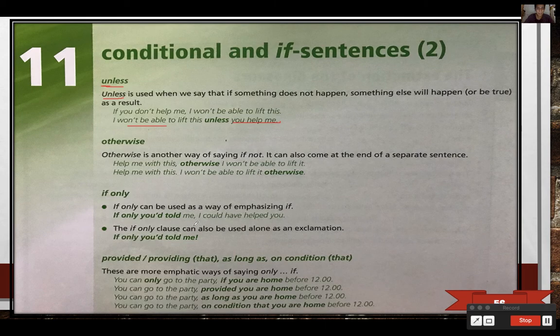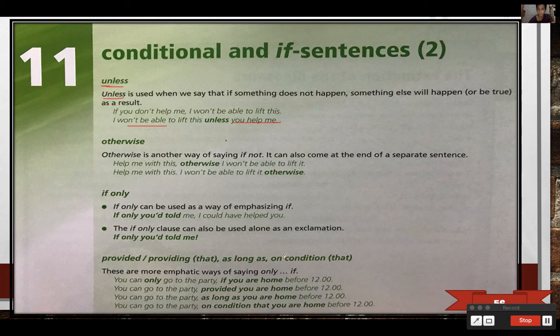Like emphasize. In this case, we are making an emphasis in it. In this case, we are making an exclamation. If you'd only told me, guy, si tan solo me hubieras dicho, chico, that is one way to make if only. Now we have the verb provide or providing.